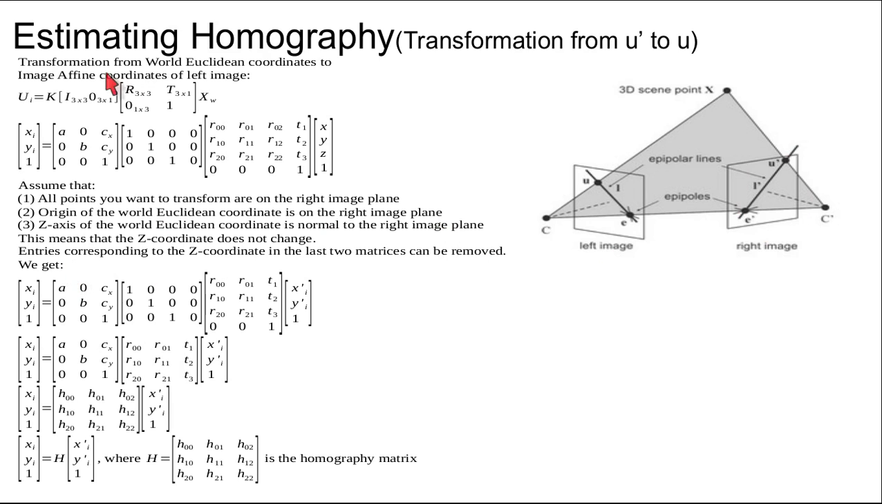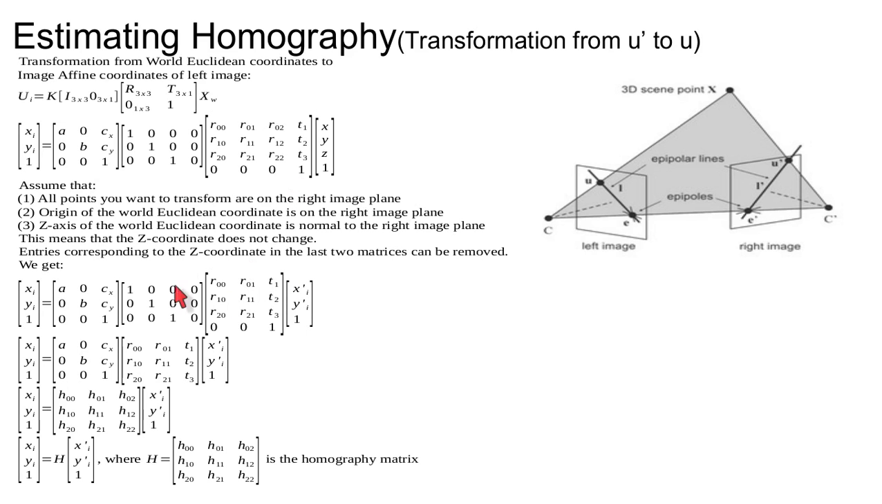So what we can do is, in this matrix formulation, we can get rid of all the entries that correspond to the z coordinate. Once we do that, we get this matrix result, which further reduces to our homography matrix, where xi dash and yi dash correspond to points or coordinates in the right image plane, and xi, yi are the image affine coordinates on the left image plane.